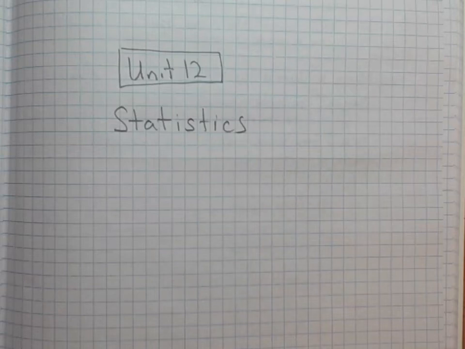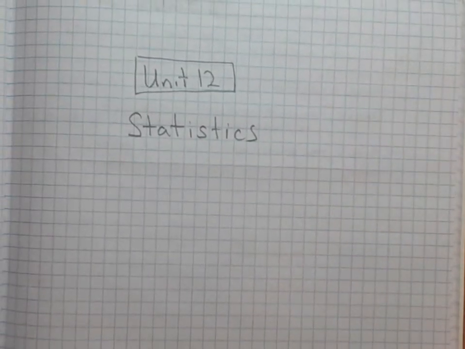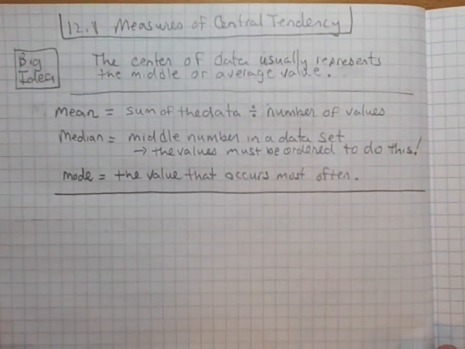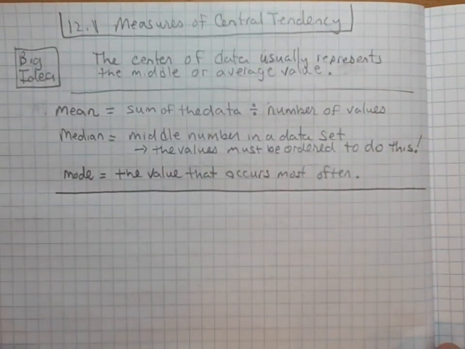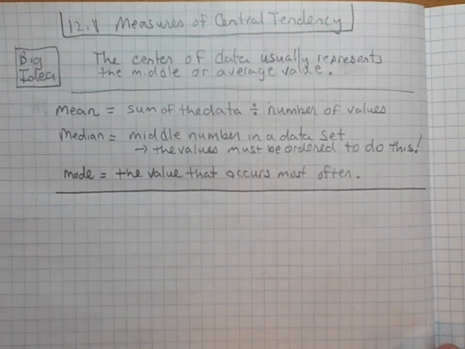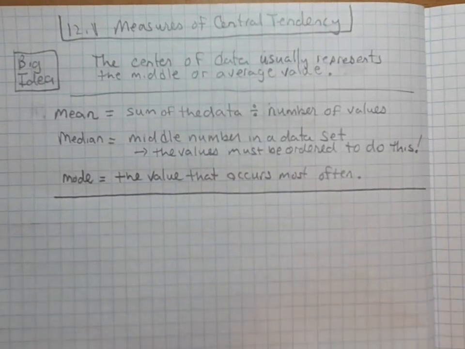This unit is on statistics, and let's begin our first lesson. We're going to take a look at measures of central tendency. That means, if you're given a set of data, what is the average of all the data? What's happening in the middle of all your data?